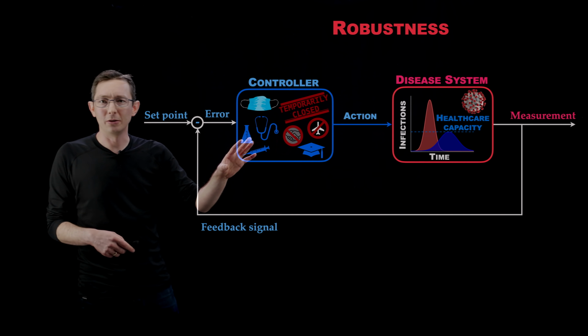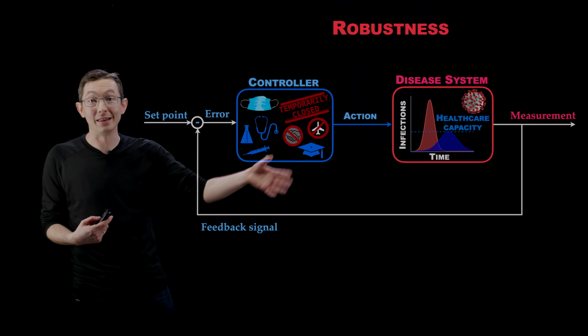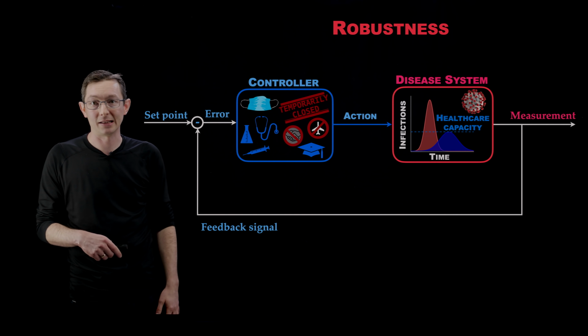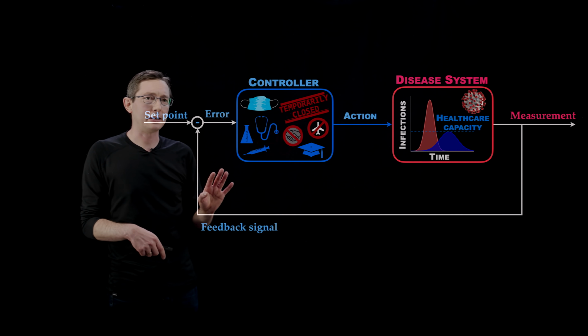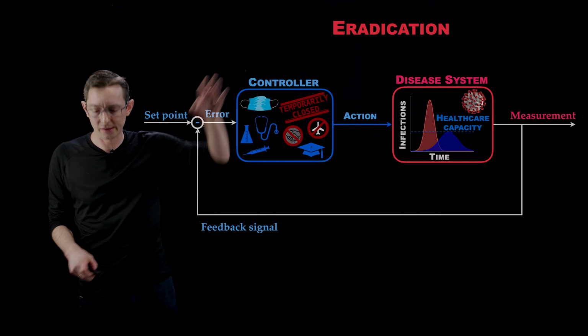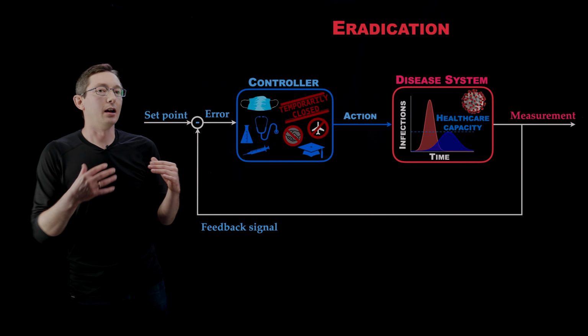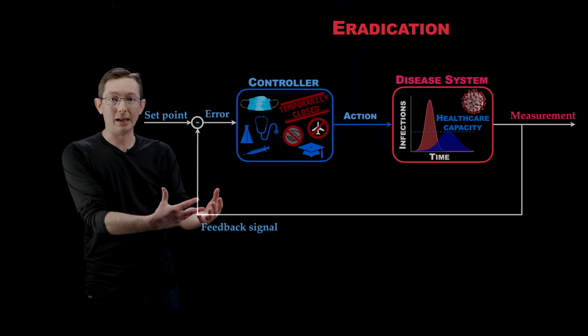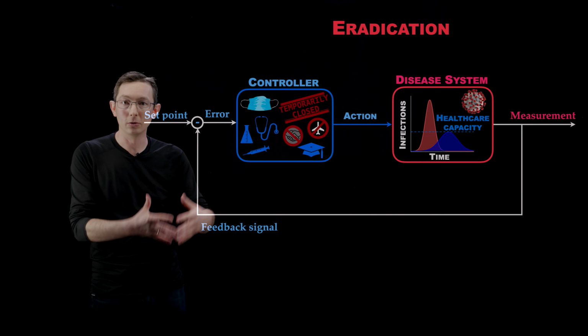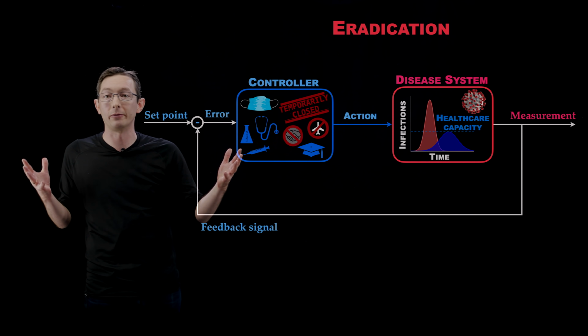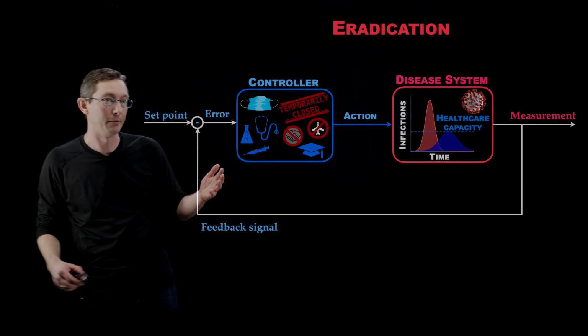Okay, so robustness has huge implications in this system because of the time delay aspect. Now, another aspect I want to talk about is eradication. Right now we're talking about flattening the curve, not eradicating COVID-19. We're talking about bringing people back to work, phasing in work and schools and gatherings and daily life. We want to go back to living normal lives again.